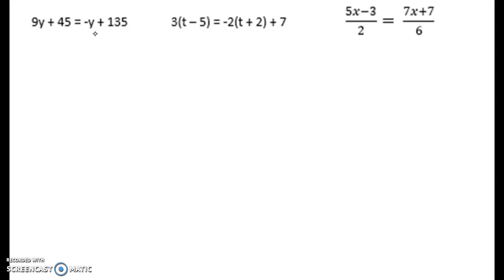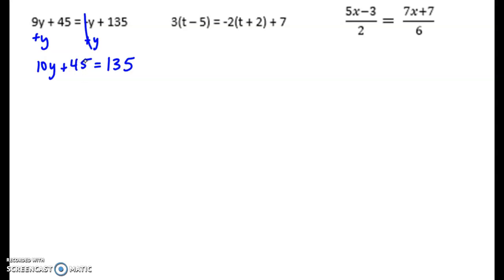So we have a negative y. In order to get 0 y's here on the right, we need to add y. That will make 0, and here we'll have 10 y's plus 45. I'm going to do this in 2 steps. If you are able to do it in 1 step, that's totally fine.